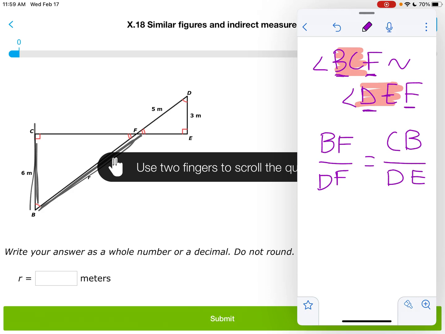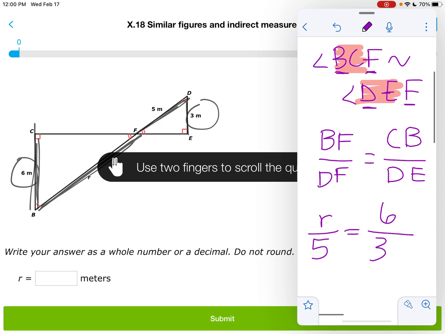Alright, so all we did was we named our sides. We're not even including any numbers yet. So now let's go ahead and figure out what our numbers are. BF, that's the side we don't know, so that's R. But DF, we know that that is 5. So R over 5 is equal to, side CB we said was 6, and side DE is 3.